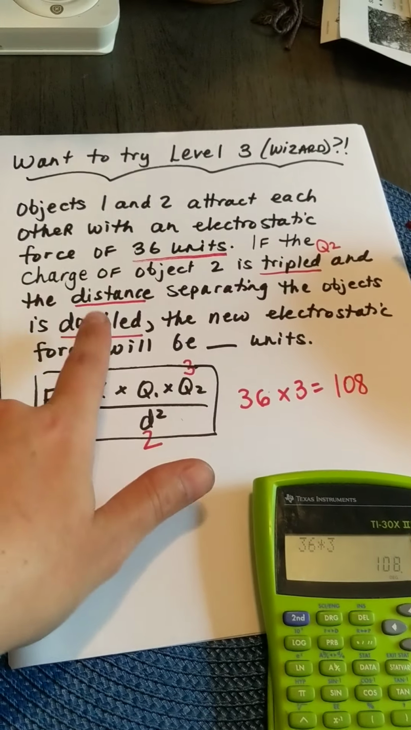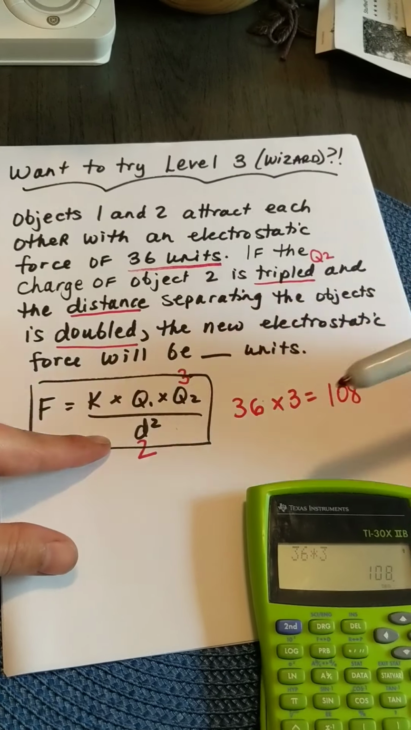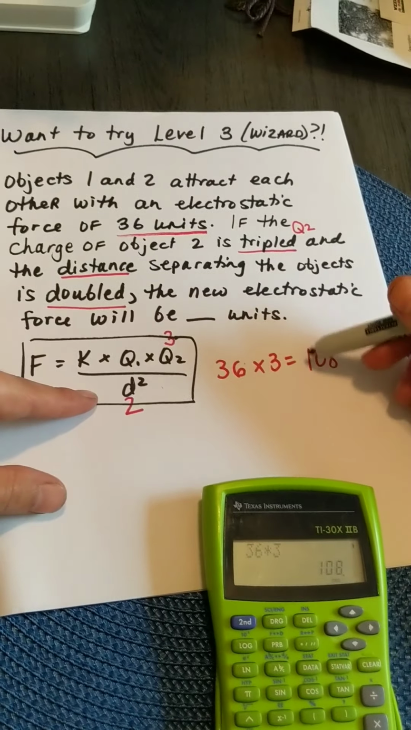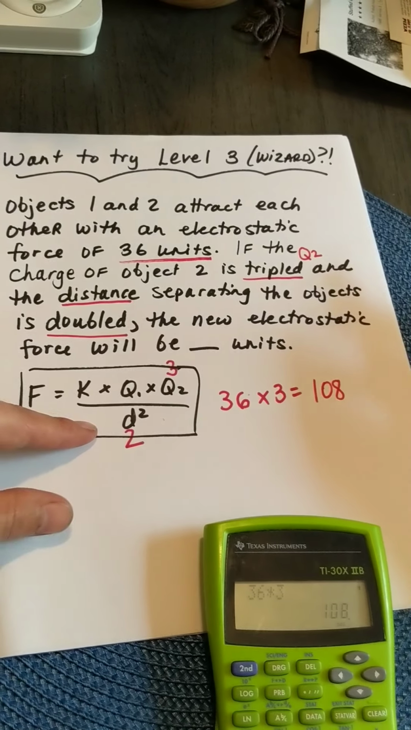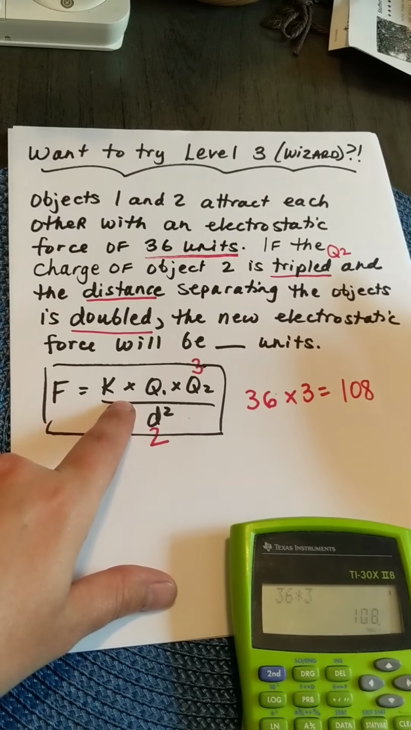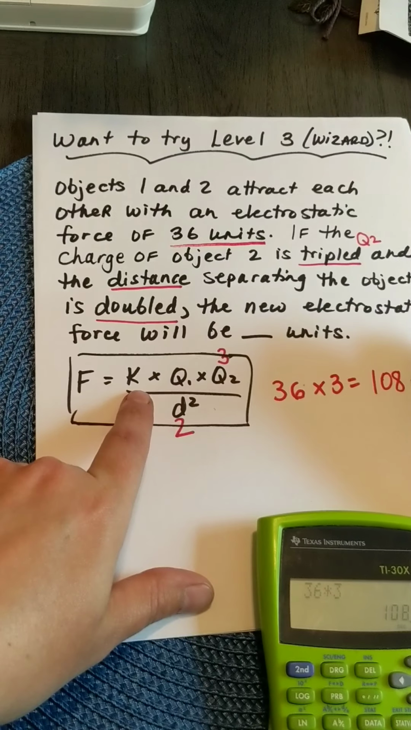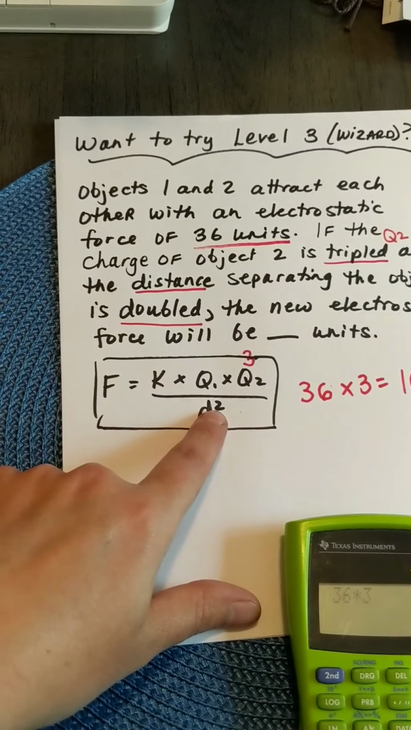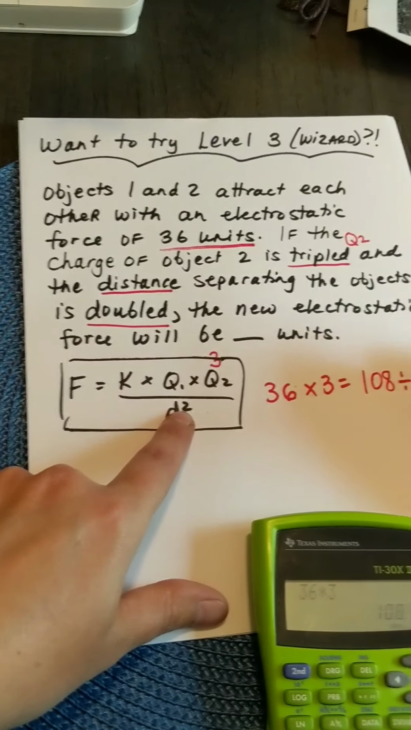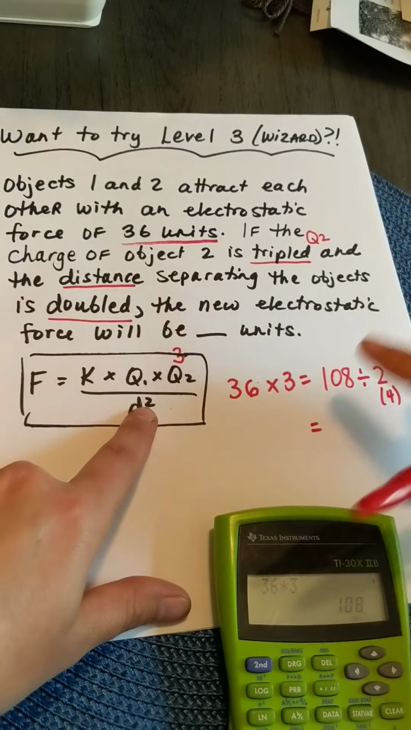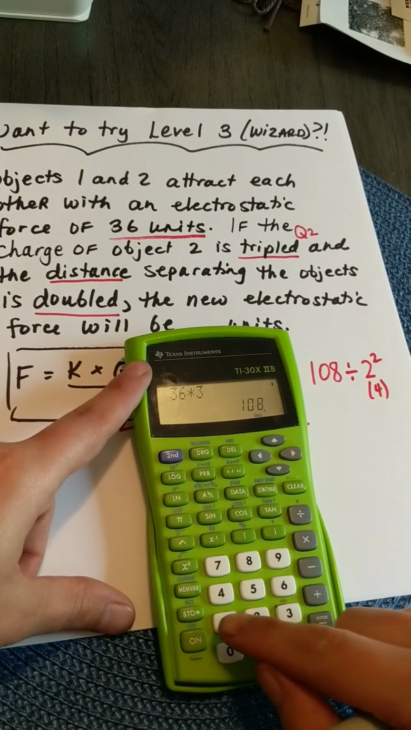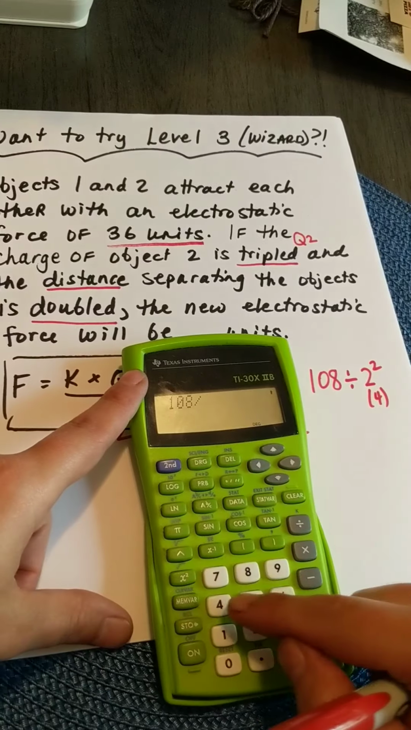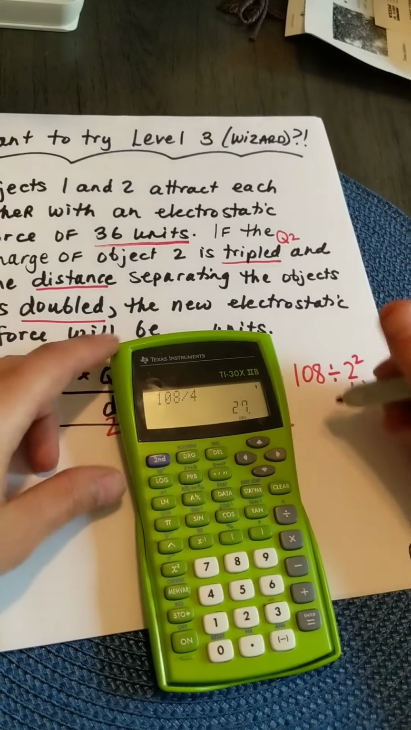Okay. But we're going to do one extra thing. Remember that the distance is also going to be doubled. So then the additional step, not that it's any harder, is that you would take that value now and you would account for the distance. So to do that, we would divide by the distance squared. We would divide by 2 squared. 2 times 2 is 4, right? So if you took 108 and you divided by 4, you'd get 27.